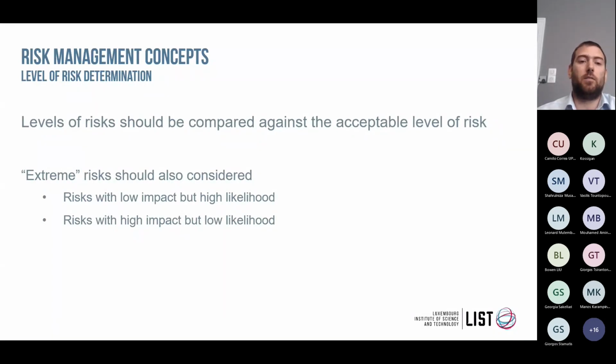However, even if a risk is automatically considered as acceptable, you should sometimes consider some other risks. It is particularly the case for extreme risks, such as a risk with low impact but really high likelihood, or a risk with really high impact but low likelihood. Sometimes it will be automatically calculated as acceptable, but you need to check it and check if you want to take this really high impact, even if the likelihood is really low.